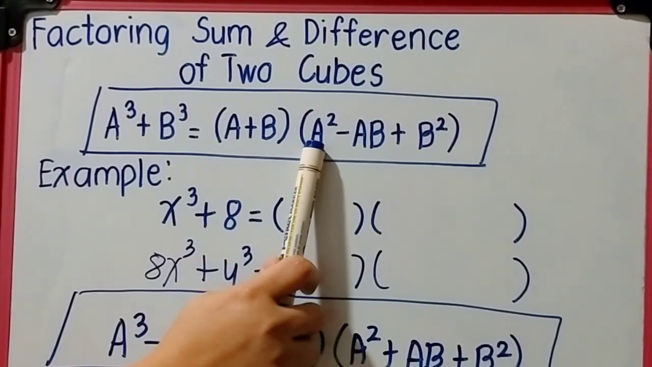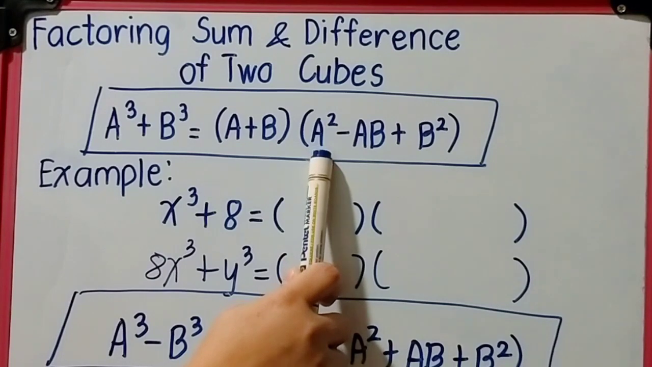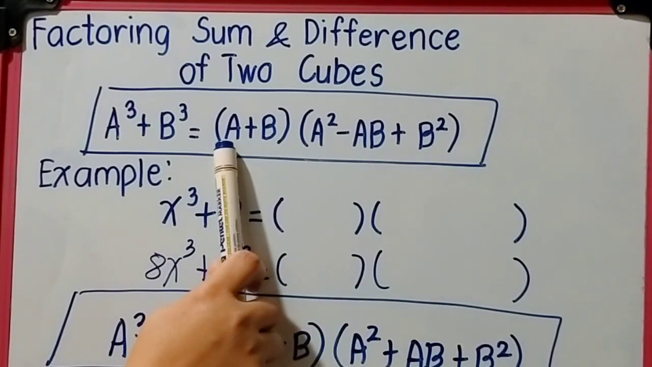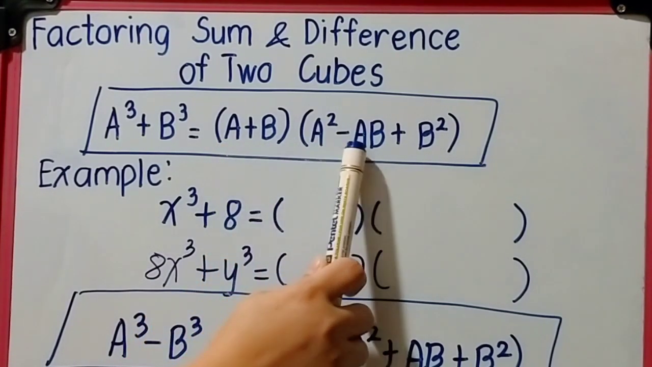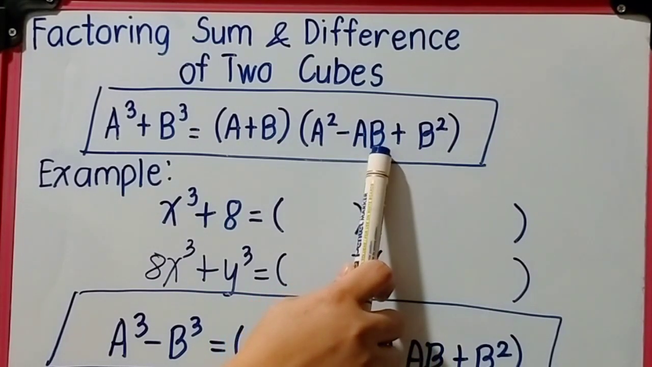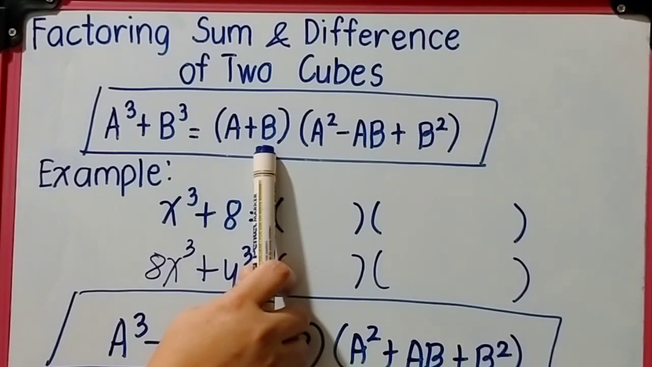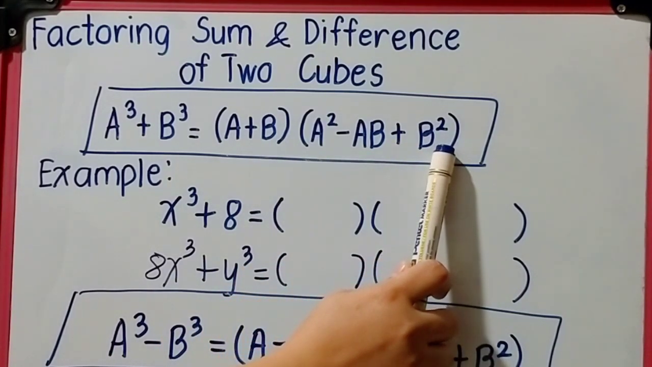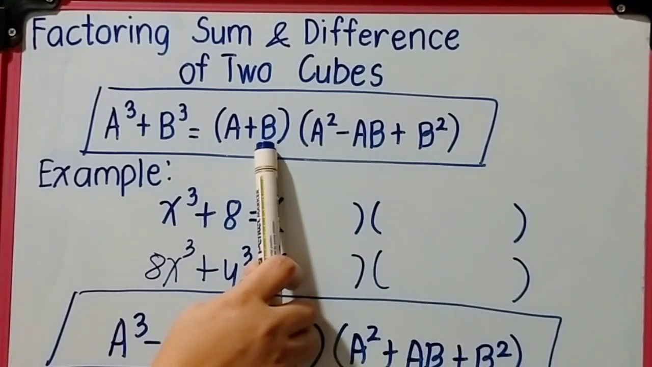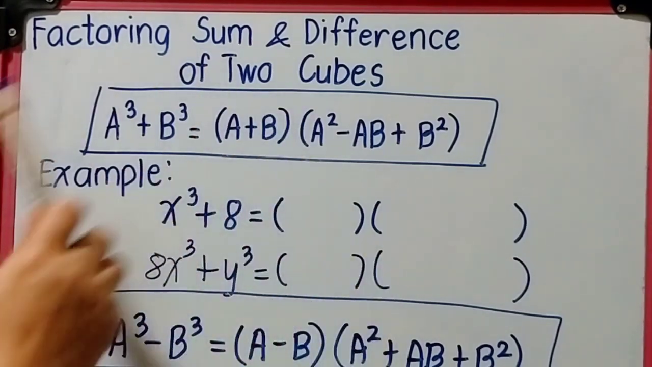The first term of the second factor is the square of a, which is the first term of the first factor. The second term of the second factor will be the product of a and b with the opposite sign. And the last term will be the square of b, which is the last term of the first factor.